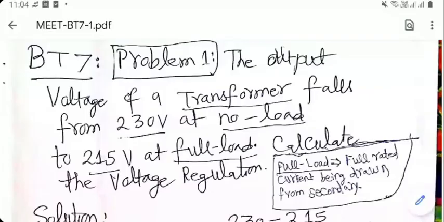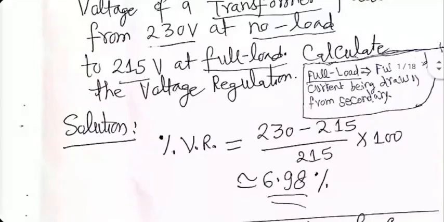At no load in the output, 215 at full load. So the difference is 15 volt. You divide that by 215, not by 230, and multiply the result by 100 to get the answer. Okay.